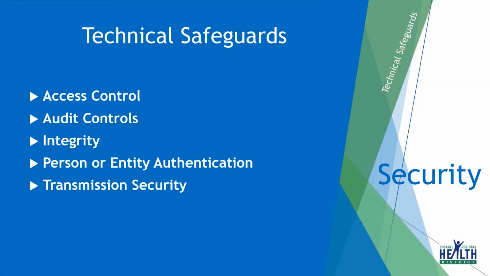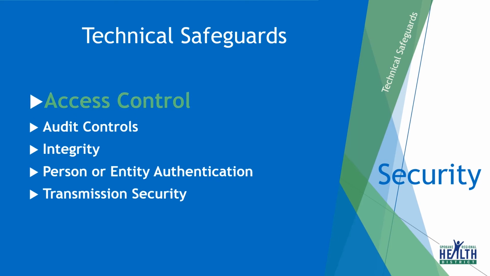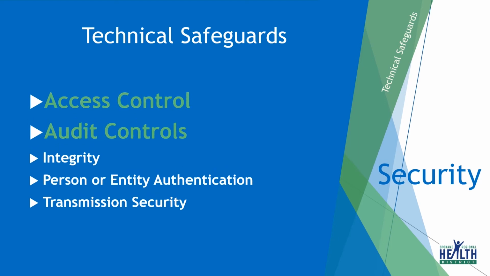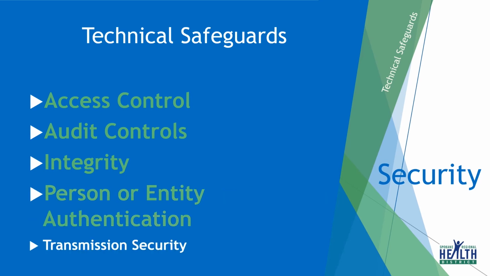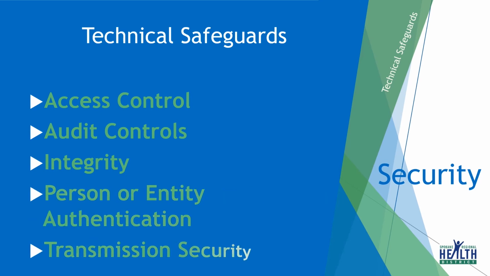Technical safeguards contain the technology, policies, and procedures that protect ePHI and control access to it. Technical safeguards include access control, audit controls, integrity, person or entity authentication, and transmission security. SRHD must establish a balance between the identifiable risk to ePHI and the cost of various protective measures.